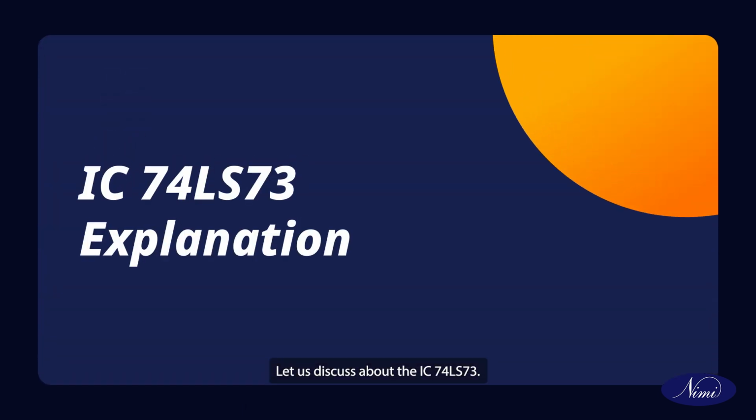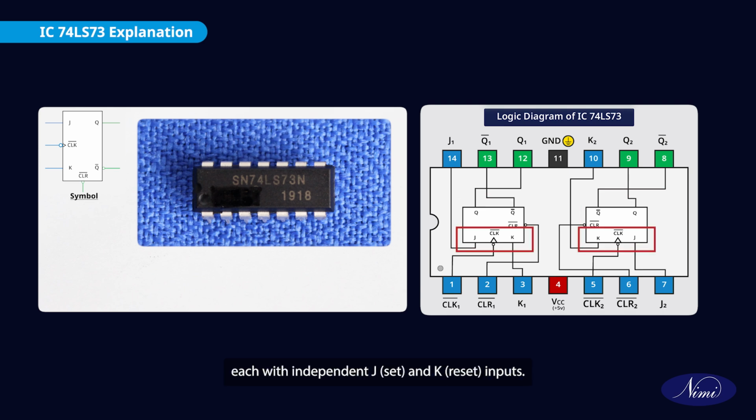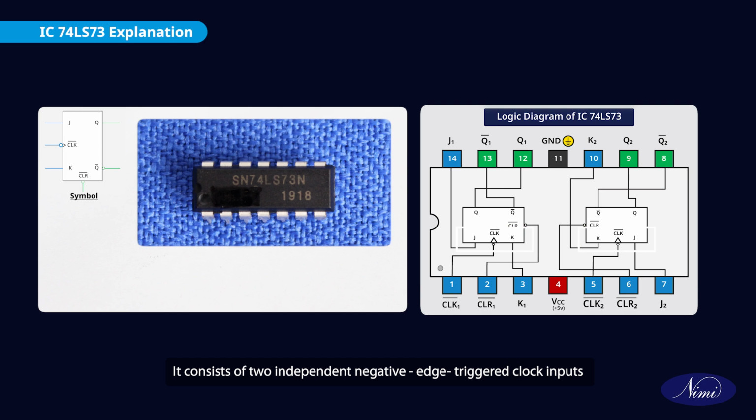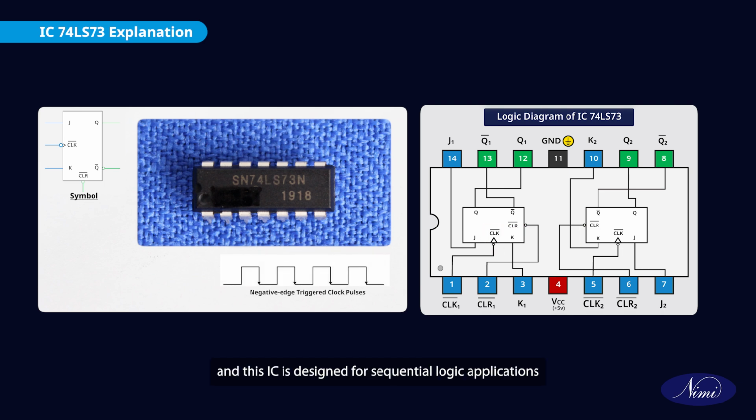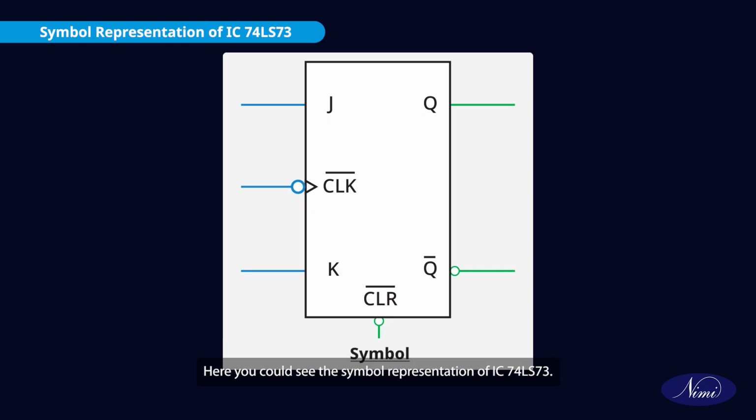Let us discuss about the IC74LS73. The 74LS73 is a dual JK flip-flop IC that belongs to the 74LS family, which is composed of two individual JK flip-flops, each with independent J and K inputs. It consists of two independent negative edge-triggered clock inputs, and this IC is designed for sequential logic applications and is widely used in digital electronic circuits. The 74LS73 IC typically comes in a 14-pin dual in-line package, DIP. Here you could see the simple representation of IC74LS73.